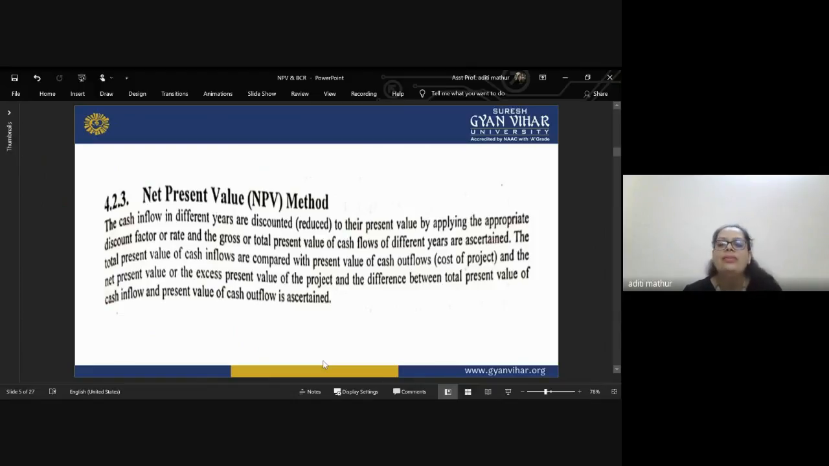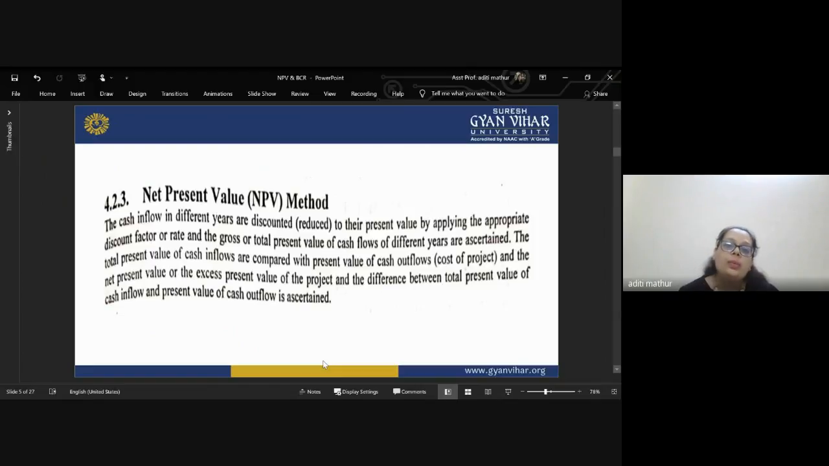You know the formula we have studied in time value of money. How to calculate the present value if the future values are given to us: we reduce it with the present value index factor. When you do that, you add all the years' amounts and get the total present value of cash inflows. That amount is compared with, or subtracted from, the present value of cash outflow, or the cost of the project or the initial investment, whatever terminology you want to use, and then you see whether the answer is positive or negative.